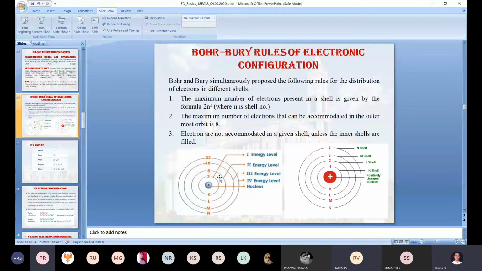How many subshells will be present in the second orbit? Two. The second orbit consists of 2 subshells. The third orbit consists of 3 subshells. The fourth orbit consists of 4 subshells. That only we have represented as S, P, D, F.